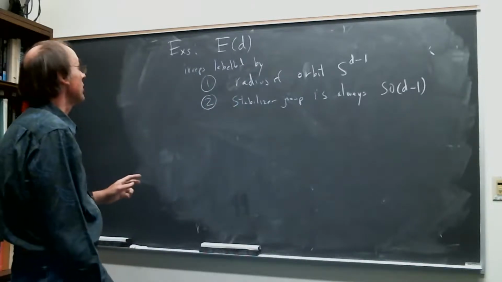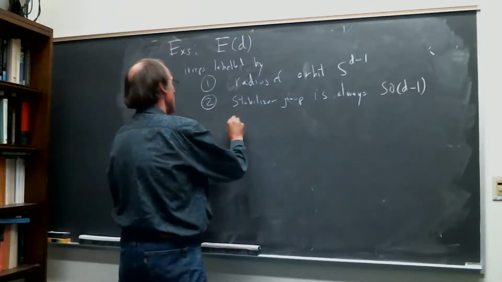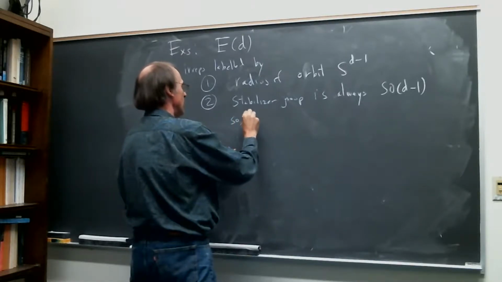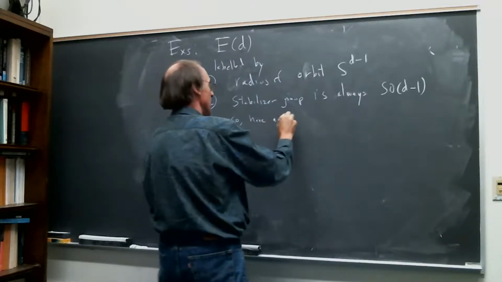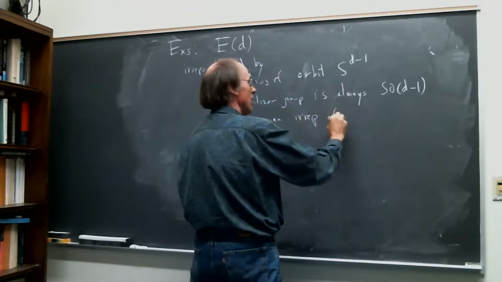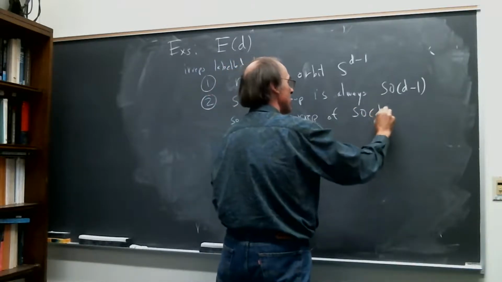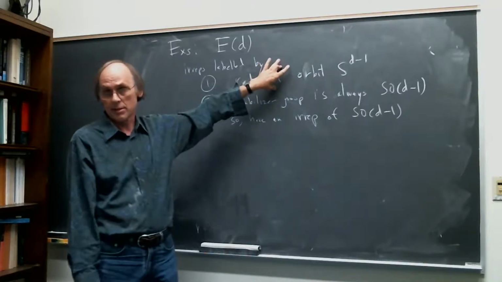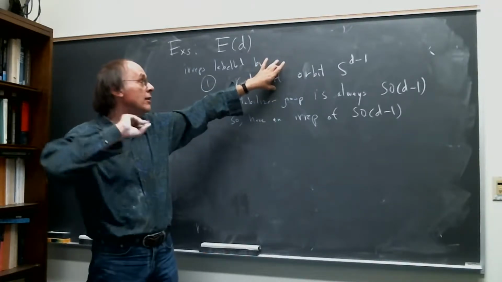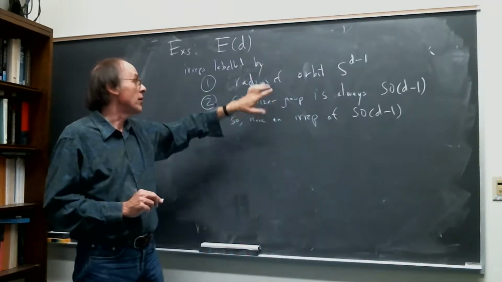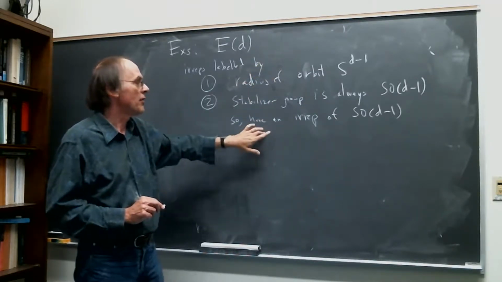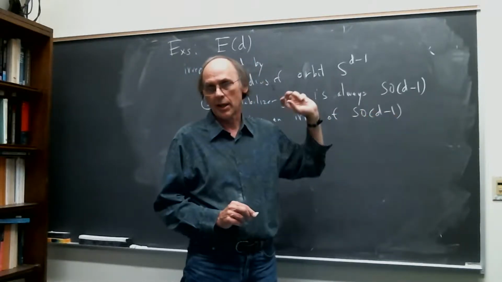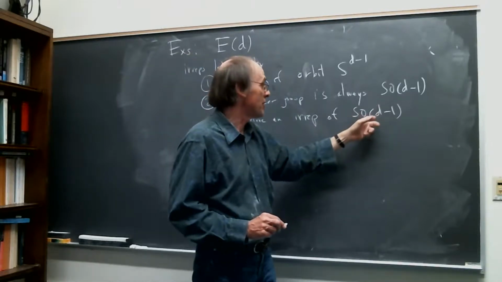So irreps are labeled by an irrep of SO(d-1). They're going to be labeled by two pieces of data. One is this non-negative real number, or rather a positive real number, and the other is an irreducible representation of the rotation group in one dimension less.